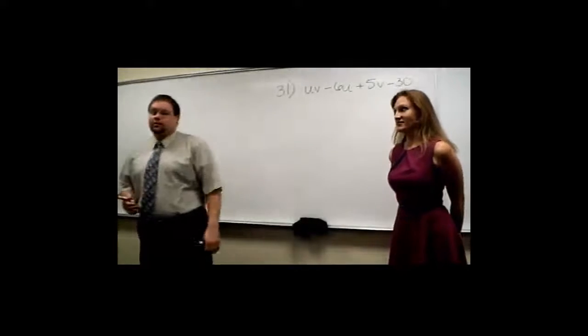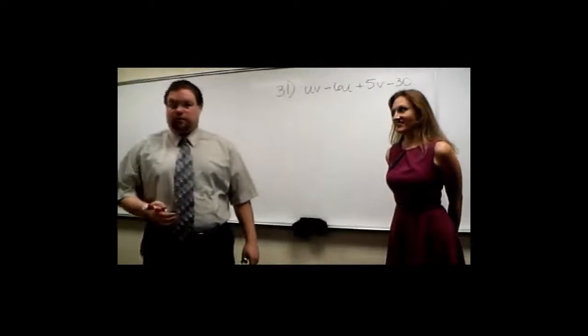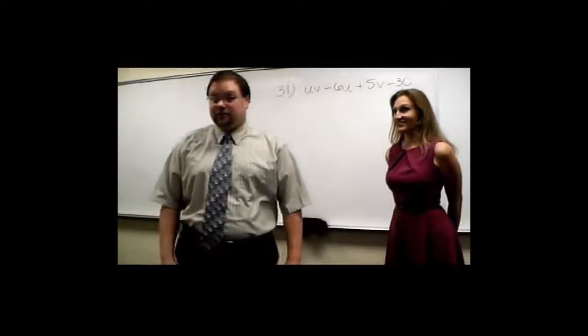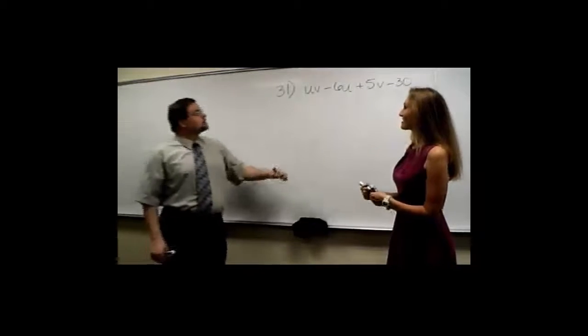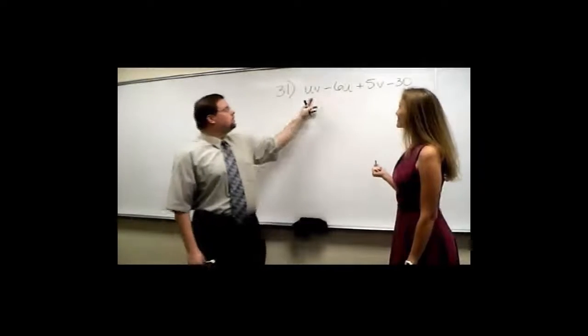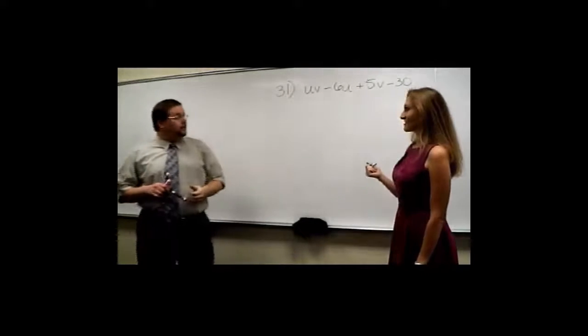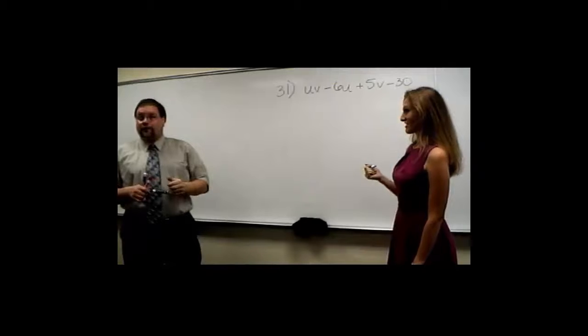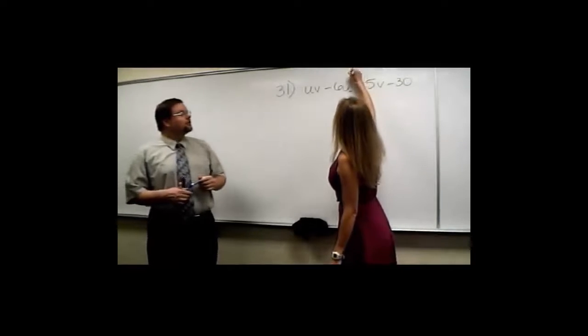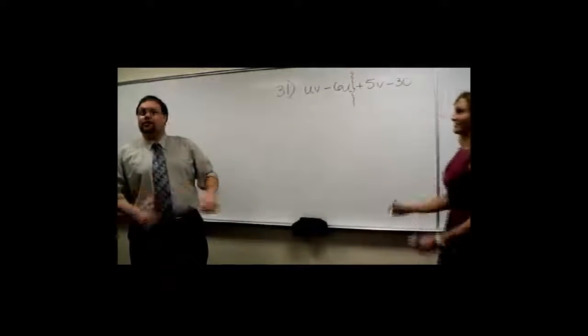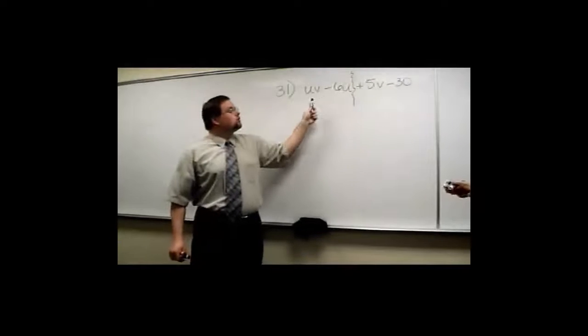We're going to be doing some problems with factoring, which will appear on your final examination. So this is number 31 in your study guide, and as you can see, it has four terms, uv minus 6u plus 5v minus 30. Whenever you have four terms, that's a signal to draw the line in the middle. And when you draw the line in the middle, we're going to factor from each part separately.